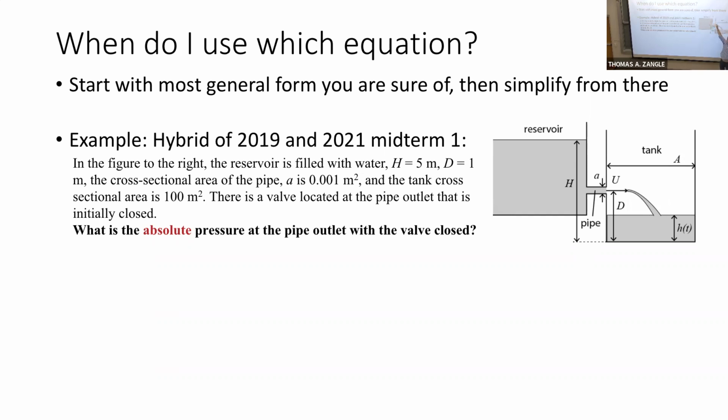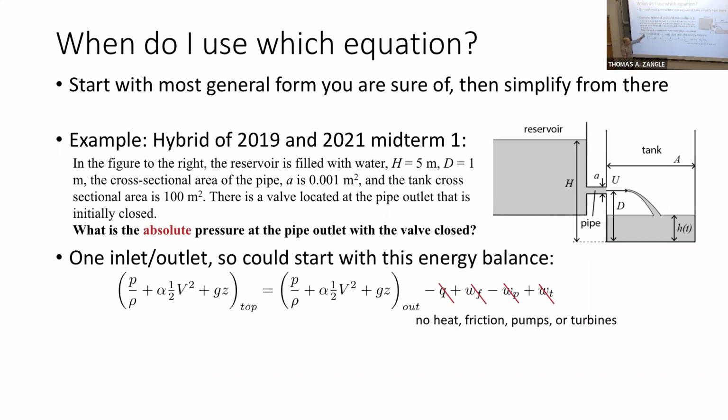So initially we close down some valve here, and we're asked to analyze this system before we open up that valve. In this case, we want to know what is the absolute pressure at the pipe outlet with the valve closed. So we want to know the pressure right here, basically. One way to start this problem is to say, well, this looks kind of like an energy balance type problem, maybe. So we could start actually with an energy balance equation.